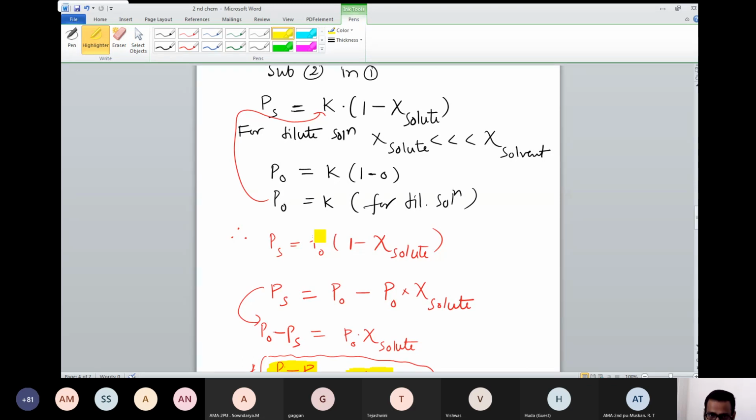So what is the reason behind it? This law is applicable, and relative lowering of vapor pressure we can find, only in dilute solutions. When you consider dilute solutions, the mole fraction of solute will be very less, so that it can be negligible. So the K value can be equal to P naught. When the solute is very less, the vapor pressure of the solution will become the vapor pressure of the pure solvent.